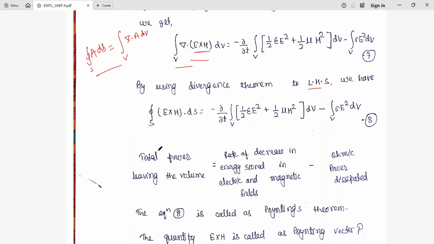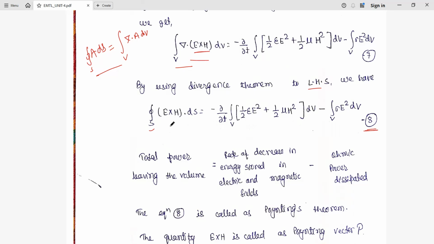So equation 7 can be written as the surface integral over the closed surface E cross H dot dS equal to minus dou by dou T volume integral of half epsilon E square plus half mu H square dV, minus volume integral of sigma E square dV. So this is equation 8.